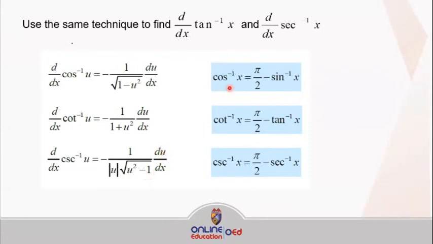And ito is same lang din naman sa kanya, pero naka-application ito ng pi. So we have the inverse of the cosine x is equivalent sa pi over 2 minus the inverse of sine x. And for the cotangent x, inverse of the cotangent x is equivalent to pi over 2 minus the inverse of the tangent x. And also we have the inverse of the cosecant, which is equivalent sa pi over 2 minus the inverse of secant x.